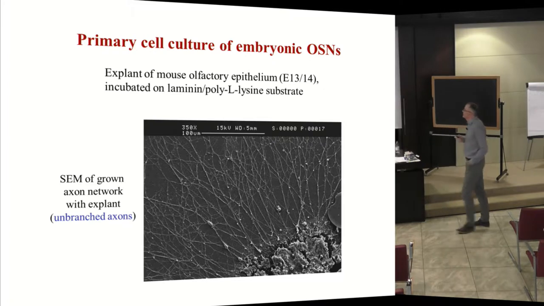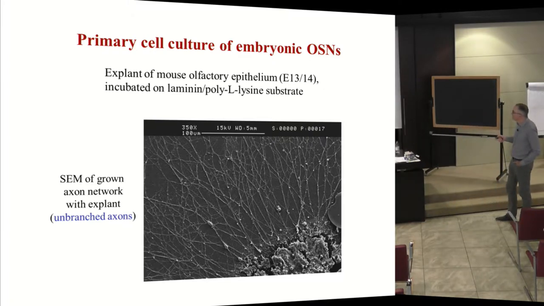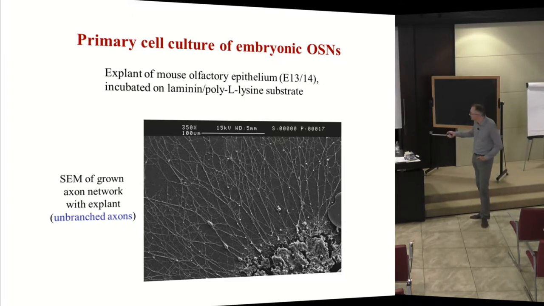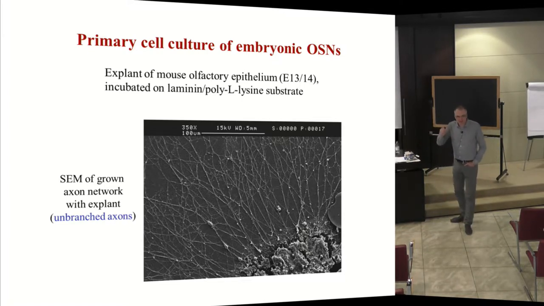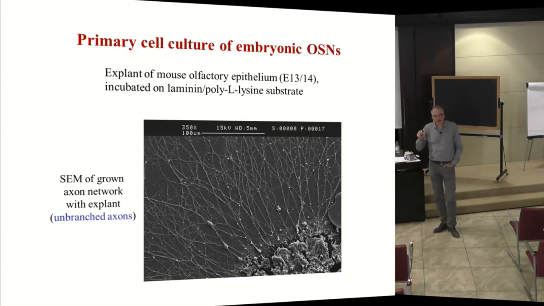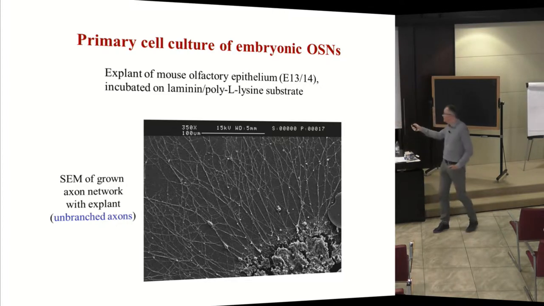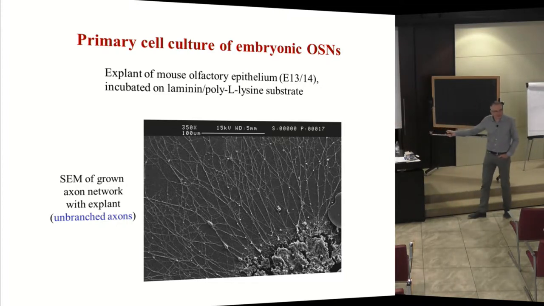This is the typical structure of the network of axons that grows out of the explant. This is an actual microscopic picture; the explant is destroyed in the procedure, but the network is preserved, so you see the structure nicely. I want to immediately stress that these are unbranched axons in culture. In vivo, they will branch once they get to the olfactory bulb, but in culture, they are unbranched. Yet, they form a network. How can they do it? They do it by mutually adhering to each other.